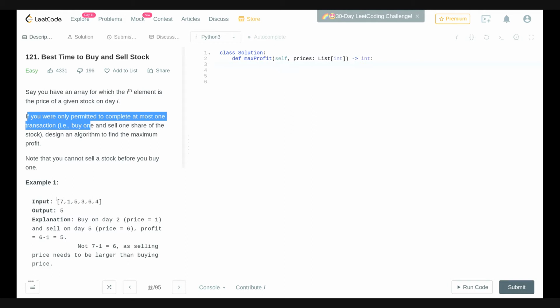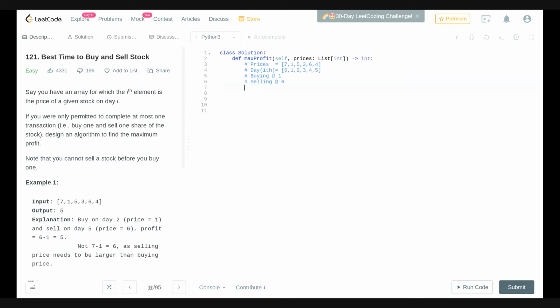We are given prices for each particular day, and for example, the price is given as on day 0, price is 7. On day 1, the price is 1. On day 2, the stock price grows to 5. And the question asks us to find that one transaction where we can extract maximum profit. For this particular case, we can extract a profit of $5, which is buying the stock at price 1 and selling at price 6, which is buying on day 1 here and selling on day 4.